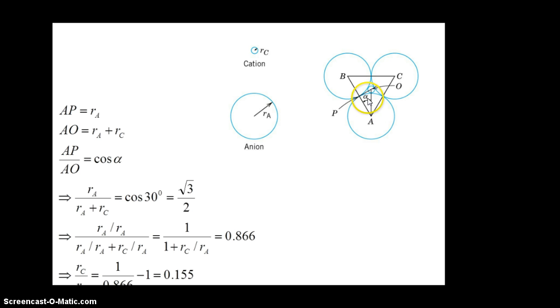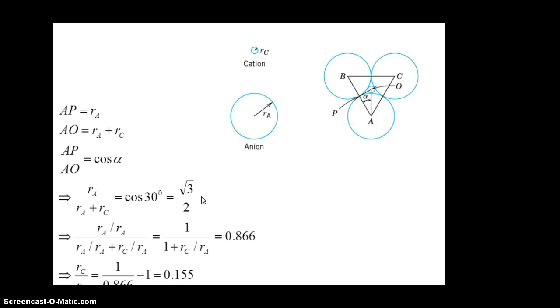So I know that the cosine of 30 would be the ratio of, what's cosine? Adjacent over hypotenuse, right? So AP over AO will be the cosine of 30. What's AP? That's RA. And what's AO? That's RA plus RC. So I know RA over RA plus RC is the cosine of 30, or square root 3 over 2.